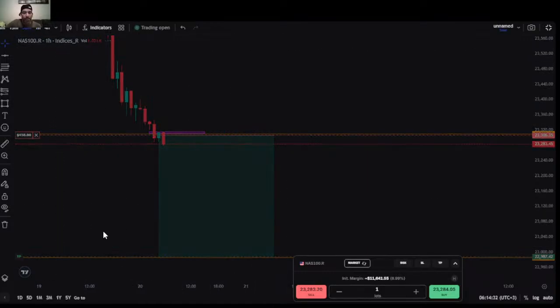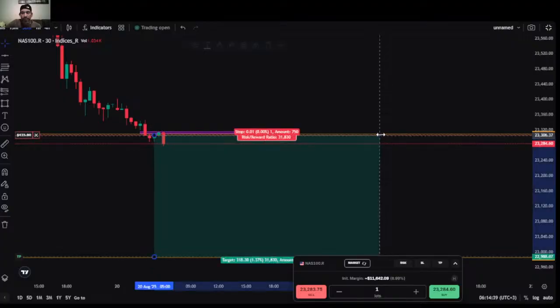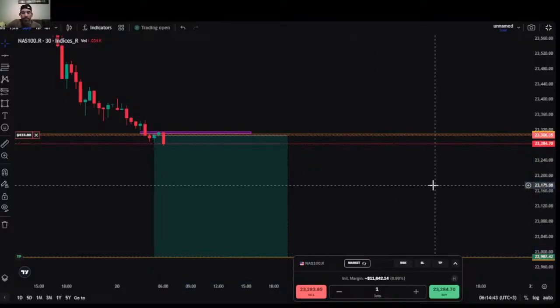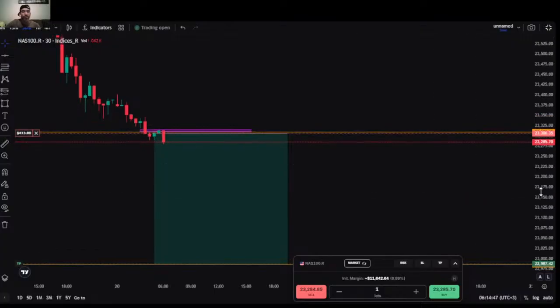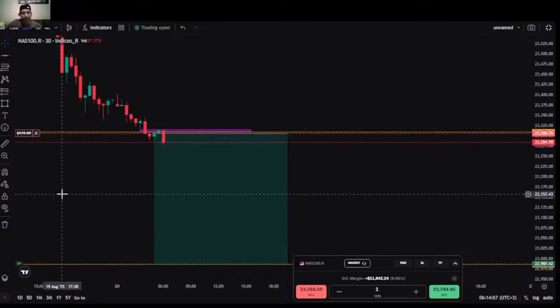Switch over to the 30-minute. Yeah. Very nice right here. Currently running about $400 in profit here. Still got all this range to come down. This is gonna be a nice profit.